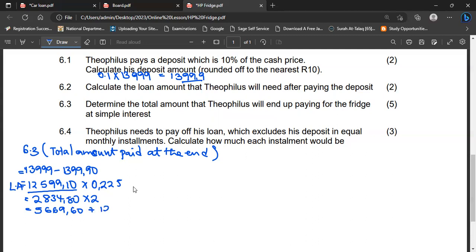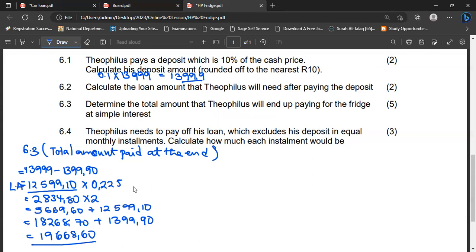plus the loan amount, which is the money the person has taken, and we get 18,268.70 plus the deposit. As you add the deposit, it comes to 19,668.60. This is the total amount one will pay in the 2 years.